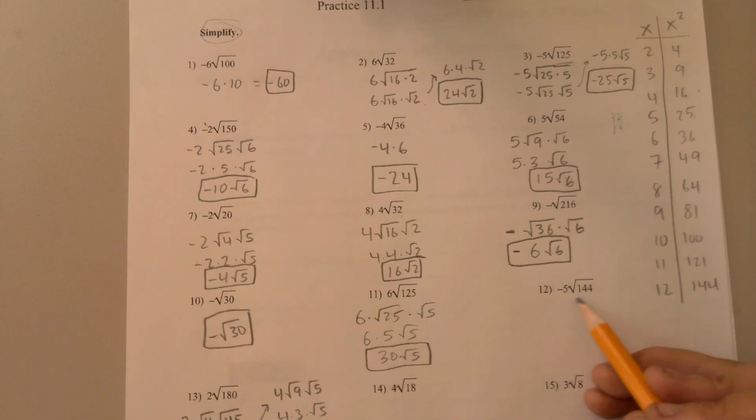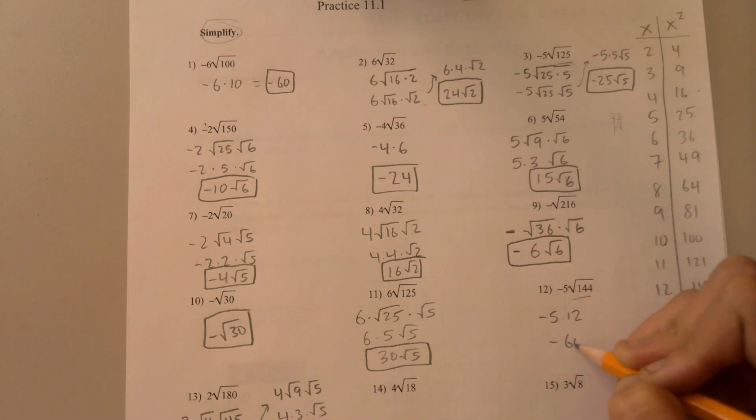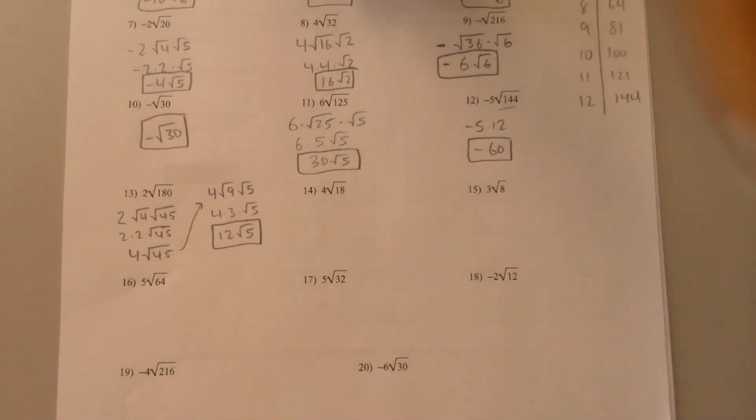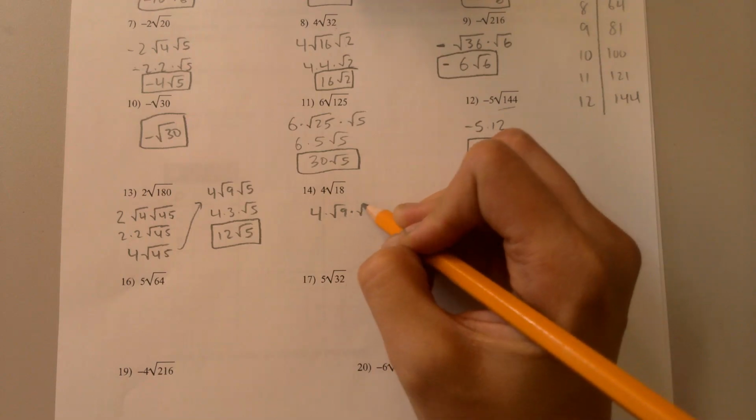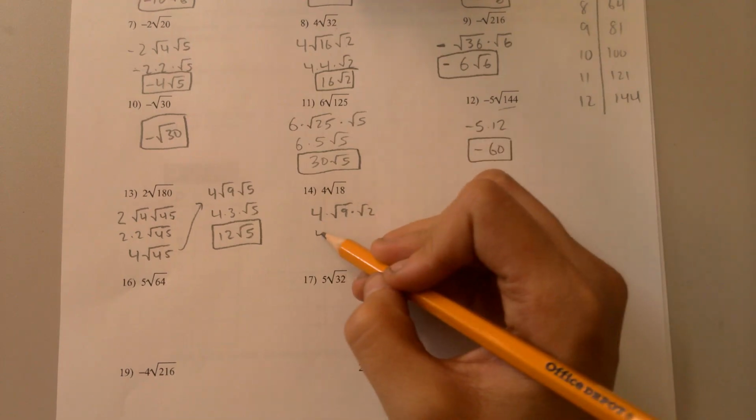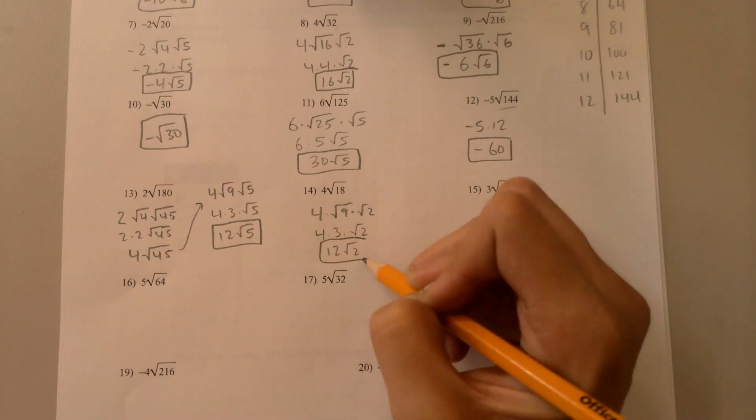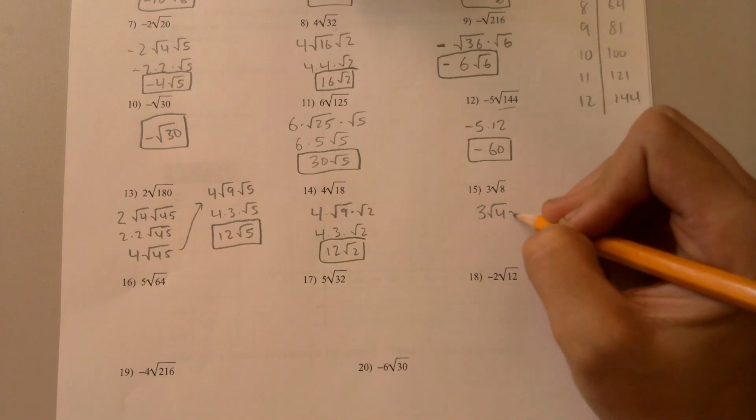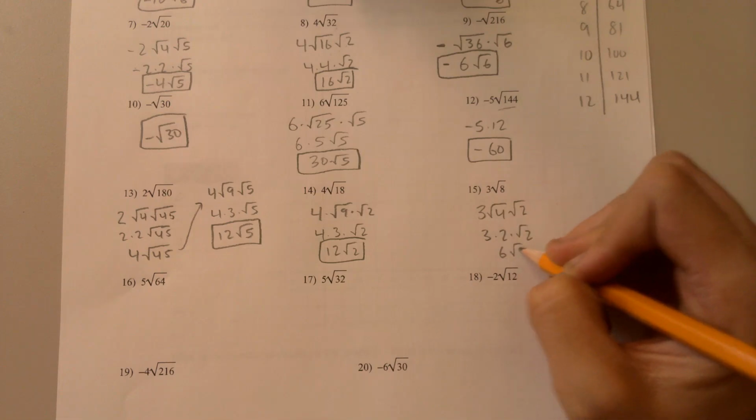Okay, this one, 144 is automatically 12, so negative 5 times 12 is negative 60. 4 root 18, so we have 4 times root 9 times root 2. 4 times 3 times root 2, 12 times root 2. 8 is divisible by 4, so 3 root 4 root 2. 3 times 2 times root 2, 6 root 2.